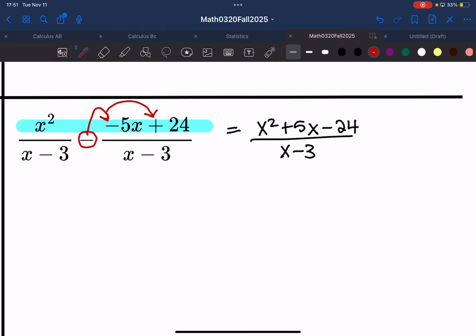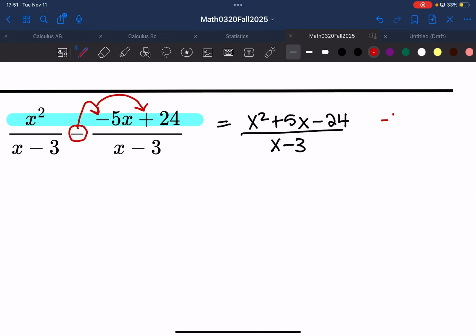So the AC method, we do A times C, and that would give us negative 24. And then what is our B value? 5. And so can you think of two numbers that multiply to negative 24 but add to positive 5? Yes, 8 and 3 works. And which one is negative? 3. So 8 times negative 3 gives us negative 24. And 8 plus negative 3 is the same as saying 8 minus 3, which is 5.